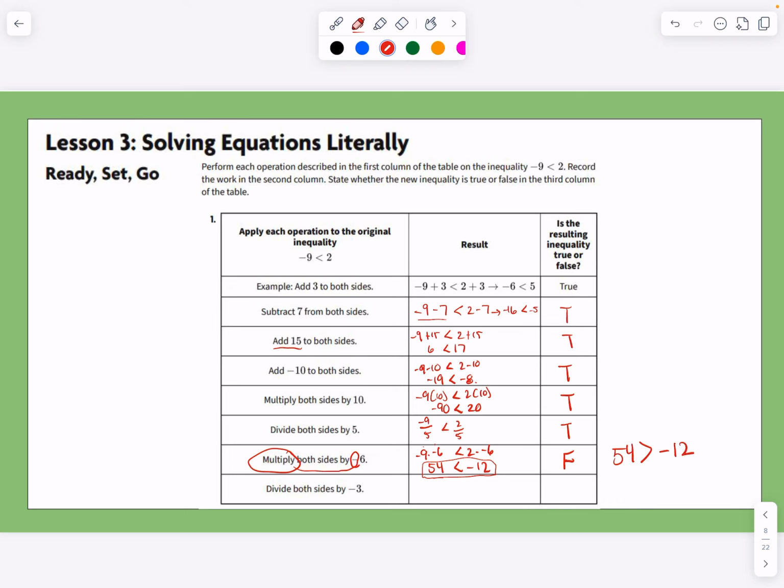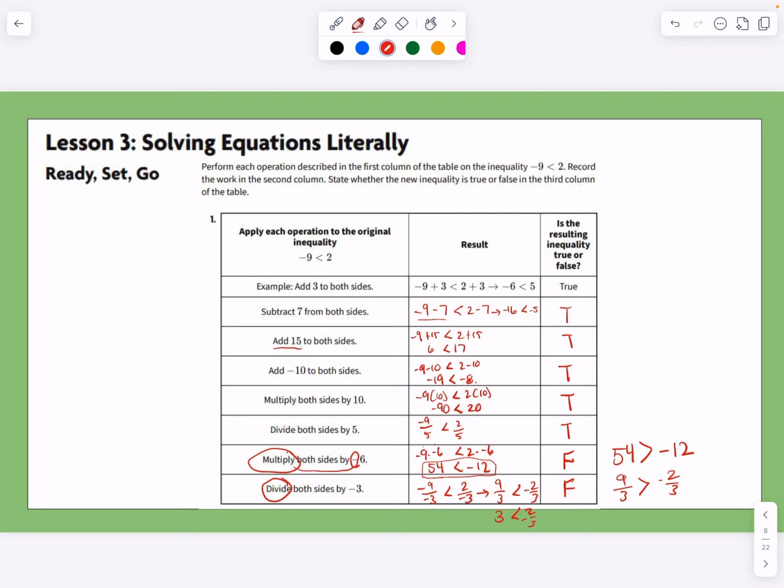Next, divide both sides by negative 3. So negative 9 divided by negative 3 is less than 2 divided by negative 3. So that really becomes a positive 9 over 3, or a positive 3, is less than a negative 2/3. So a whole number 3 being less than a negative number, that's false as well. It should be 9 over 3, or 3, is greater than negative 2/3. That's what it should be.